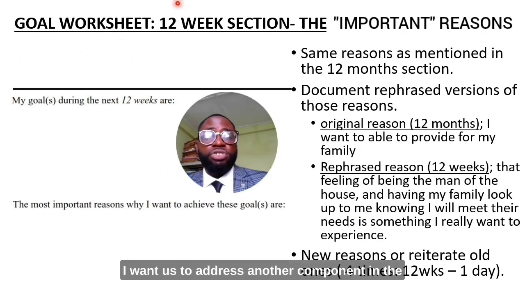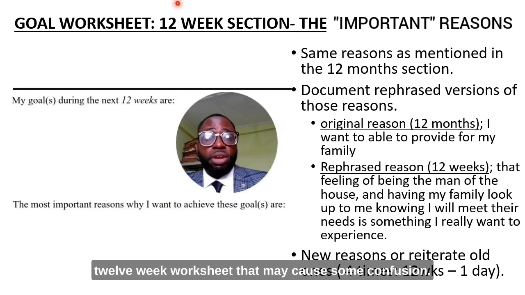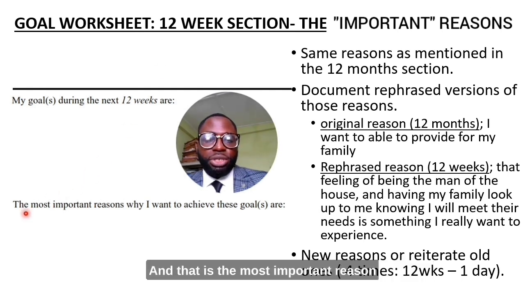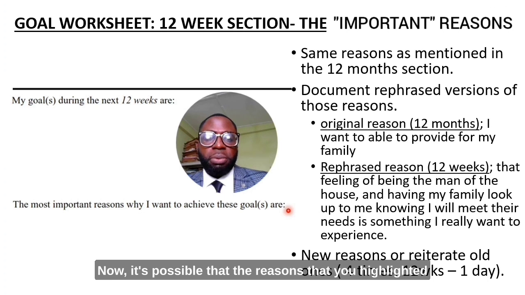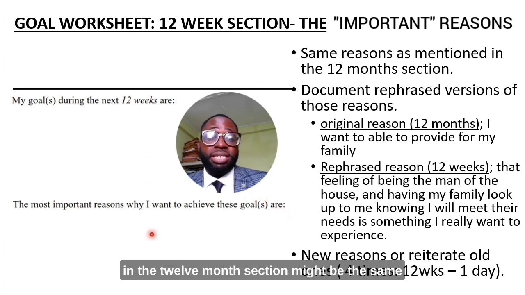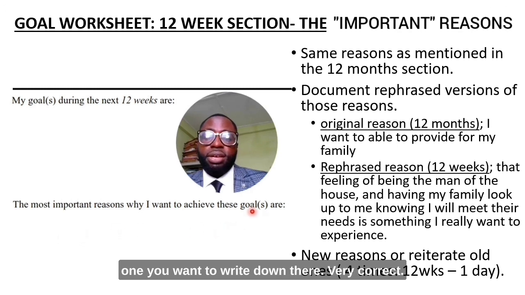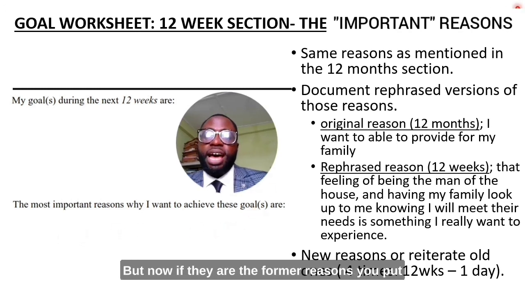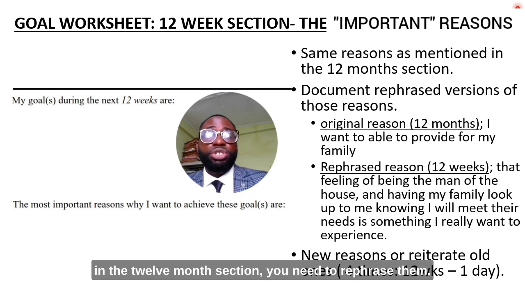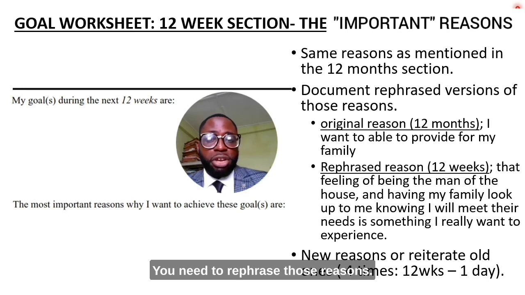I want us to address another component in the 12-week worksheet that may cause some confusion, and that is the most important reason why I want to achieve these goals. Now, it's possible that the reasons you highlighted in the 12-month section might be the same ones you want to write down there. Very correct. Or maybe there might be new reasons. But if they are the former reasons you put in the 12-month section, you need to rephrase them.